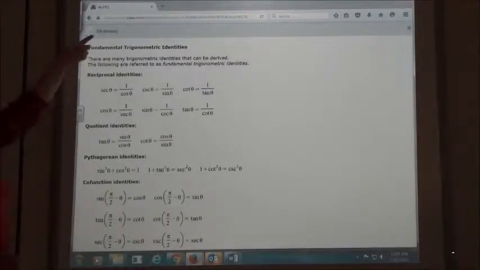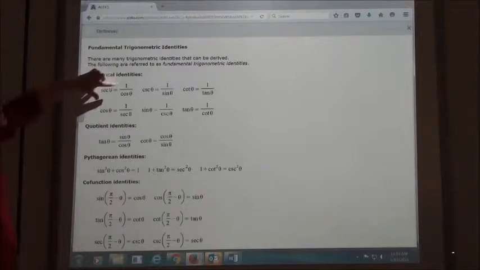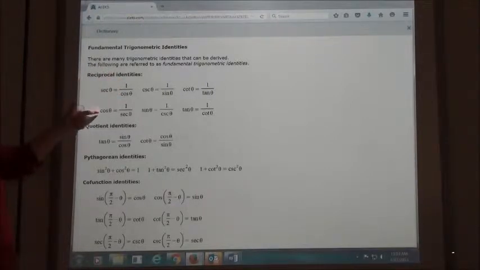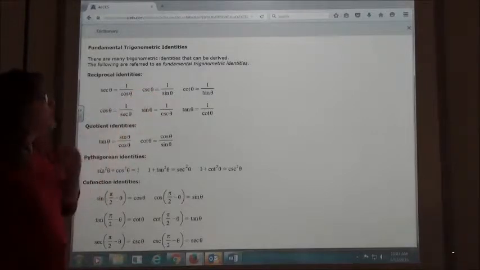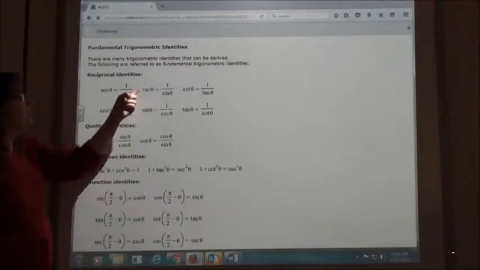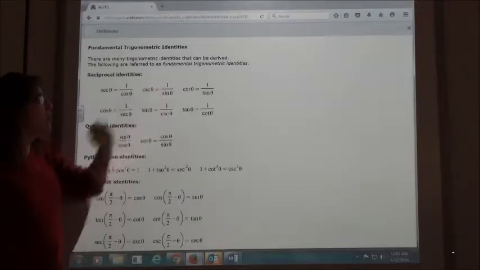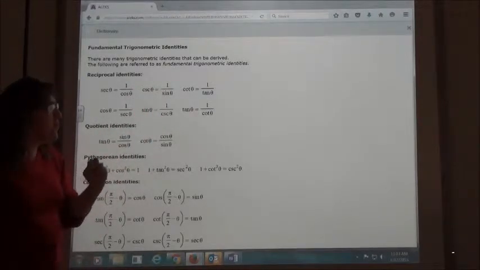If you go to the dictionary and look for the fundamental trigonometric identities, you can also find a list there. First ones are the reciprocal identities. Secant and cosine are reciprocals of each other. So the secant of theta is equal to 1 over cosine. Cosine is equal to 1 over secant. Sine and cosecant are reciprocal identities. Cosecant of theta equals 1 over sine. Sine equals 1 over cosecant.